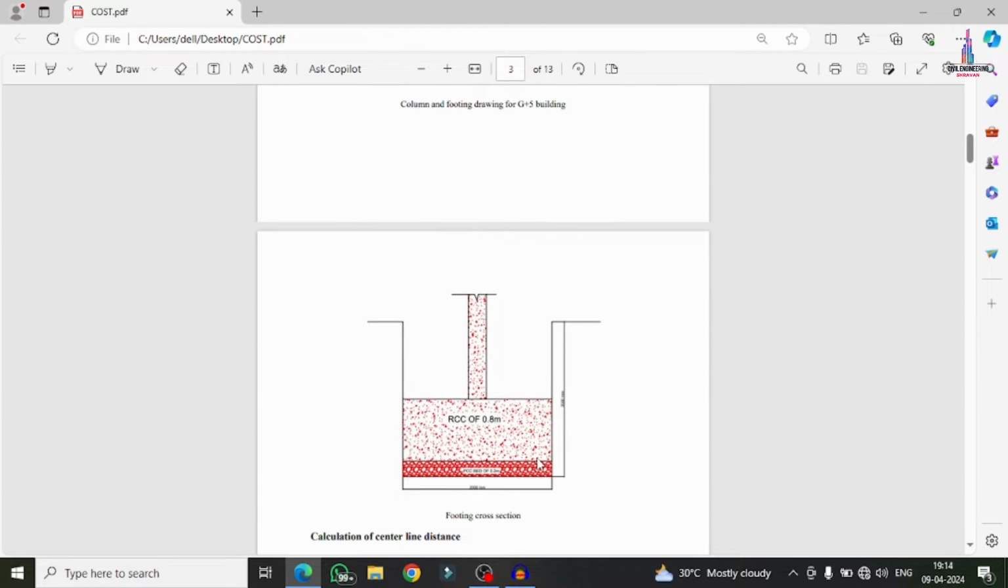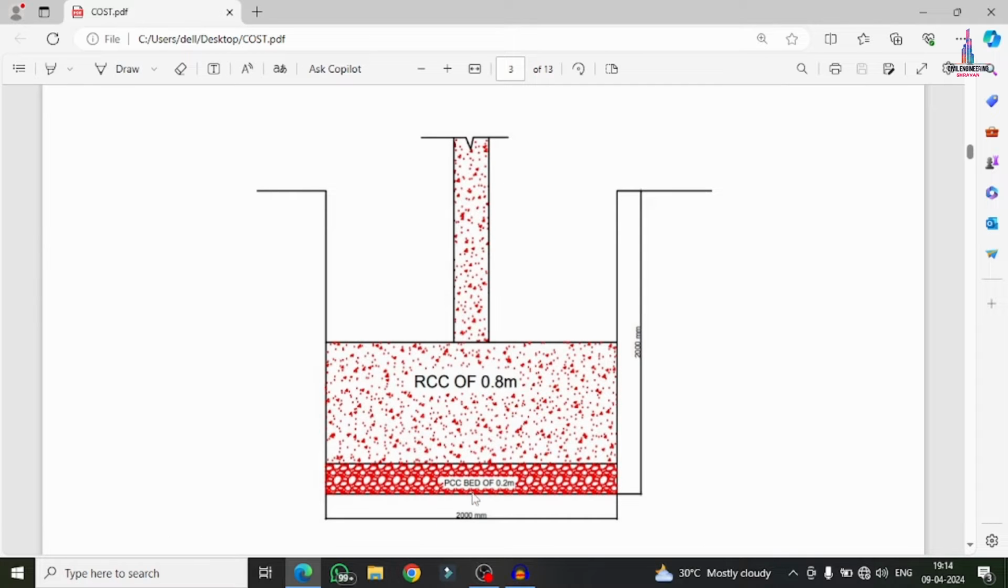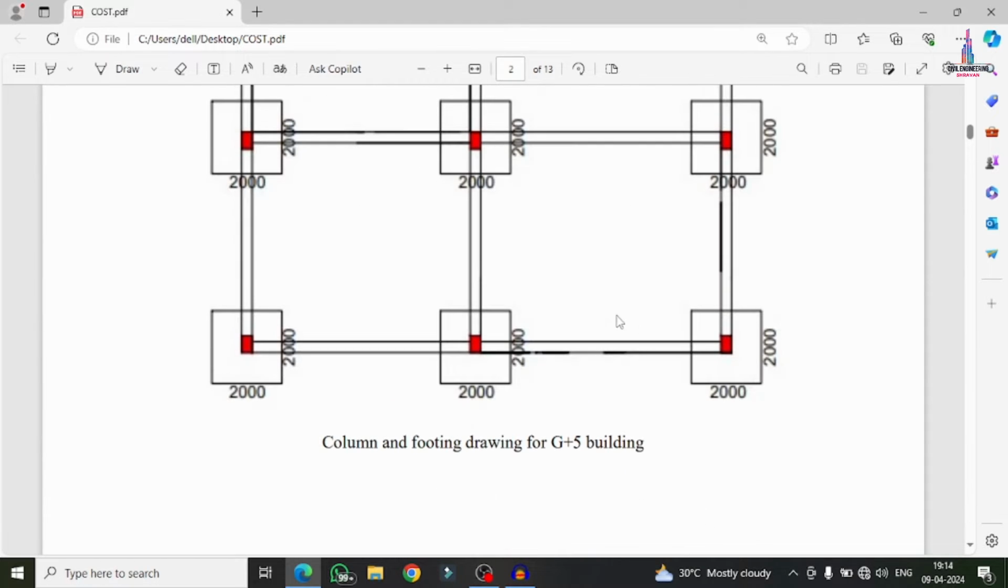This is the footing cross section for the building structural model. It consists of a PCC bed of 0.2 meter at the ground level, and the RCC concrete, which is 0.8 meter. The distance between the footing RCC and the PCC is approximately 1 meter. The rest of the distance I am considering here as 1 meter. So the total distance from the ground level is 2 meter for this footing. Each footing will be 2 meter in length, 2 meter in width, and the height is also 2 meter.